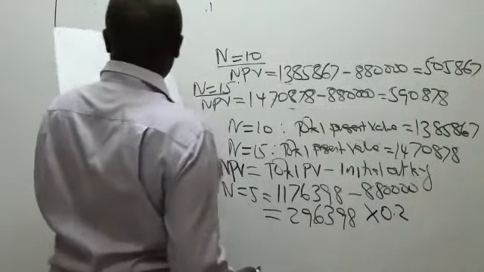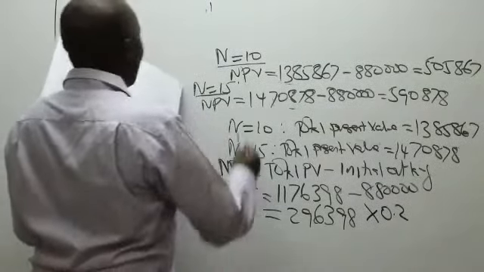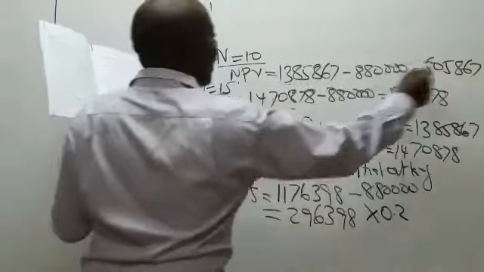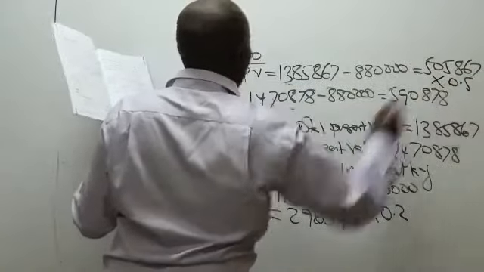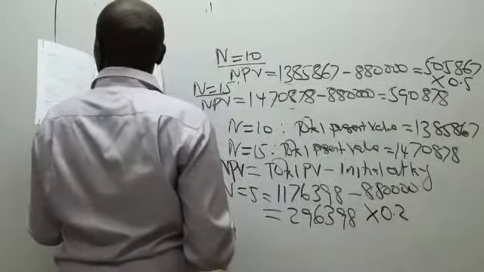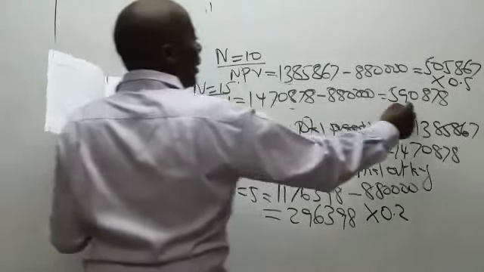And then the NPV of 10, I know the probability here is 0.5. And then we have an NPV of 15 times 0.3, like that.